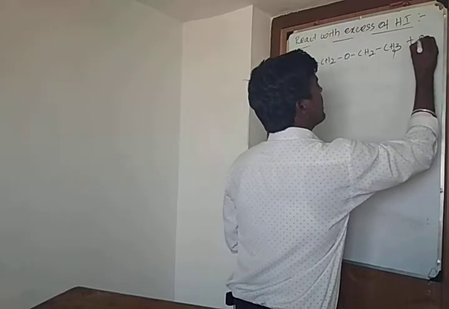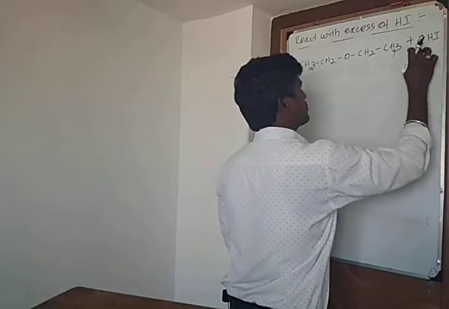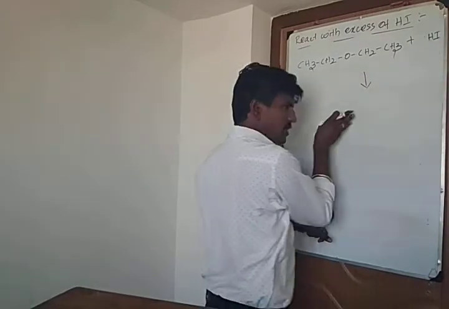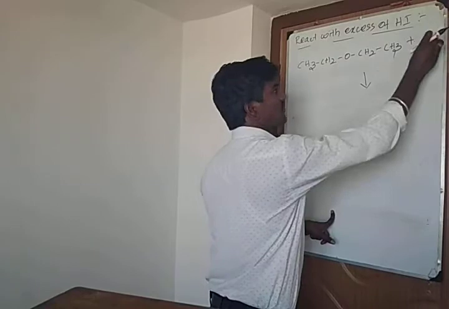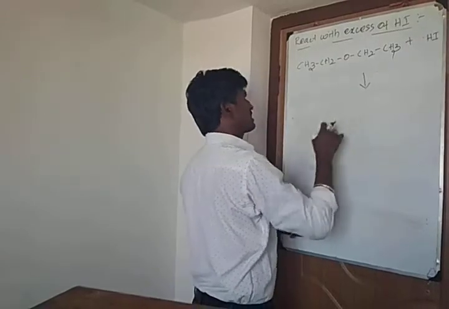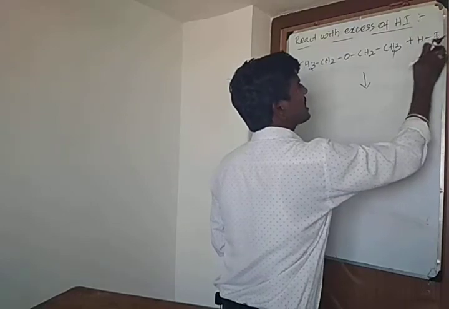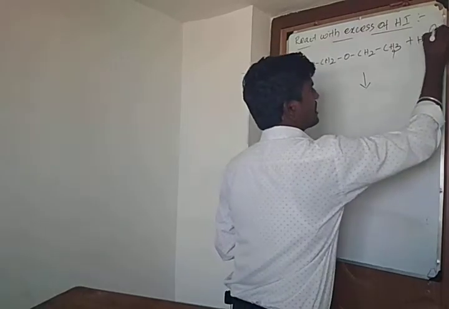2 moles of hydrogen iodide. So first, 1 mole of hydrogen iodide: with 1 mole of hydrogen iodide, you can get one intermediate. Again, 1 mole of hydrogen iodide, you can get another product. Listen, 1 mole of HI. Compare hydrogen and iodine. Iodine takes one pair of electrons.